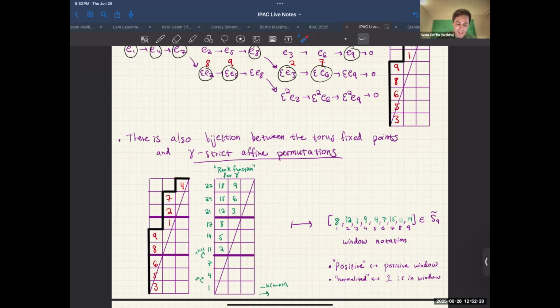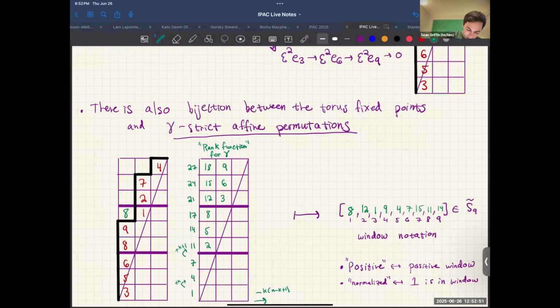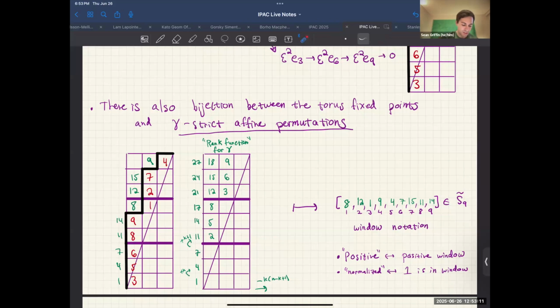And then you can combine these two pieces of data, the rank function for gamma and the parking function, and turn this into an affine permutation by saying, okay, where's the up step labeled 1, and what's the rank of the cell immediately to its left? It would be this cell. So let me repeat the ranks. So this cell is rank 8, 14, 11, 7, 4, 1. Up here I have 12, 15, and 9. And the affine permutation just records these ranks in the order that they come in this parking function.